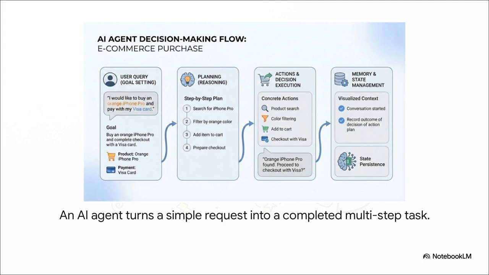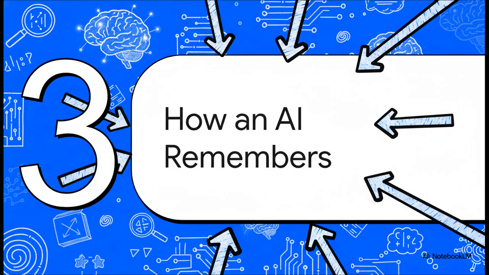A user says, I'd like to buy an orange iPhone and pay with my Visa. Now, a simple chatbot might get totally confused by that. But an agentic AI creates a 4-step plan, and then it executes real actions, like searching for the phone and adding it to the cart. But here's the magic. That memory component is keeping track of the state the entire time, so it never, ever forgets the original goal. Okay, so that memory component, that's the absolute game changer. That's the solution to our forgetful AI problem. So let's zoom in on that and really understand how you can give an AI a memory that actually works.